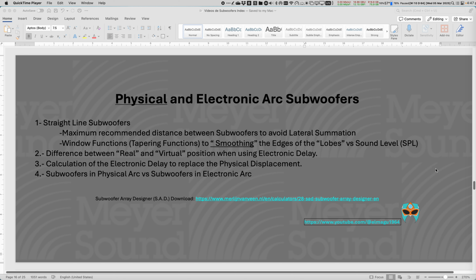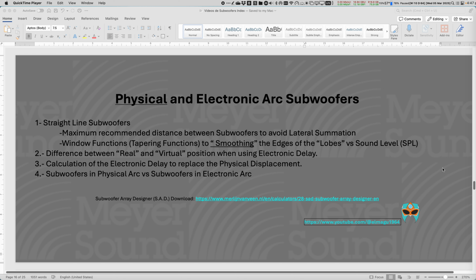For the part of the system design, we will use a calculator made by Merlijn van Veen. You can see here the calculator is called Subwoofer Array Designer SAT, and this is the link for the calculator. Also in the description of the video you will see the link.